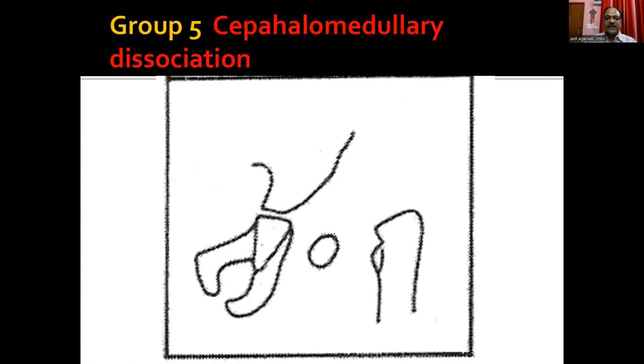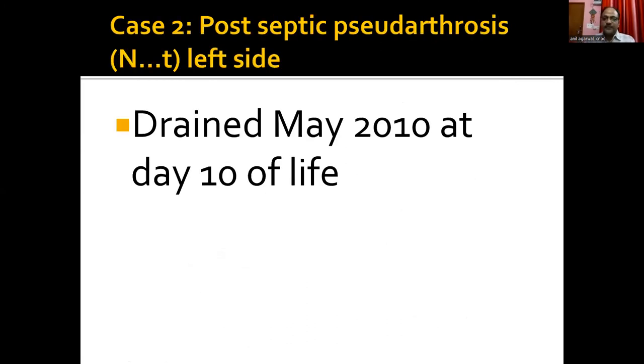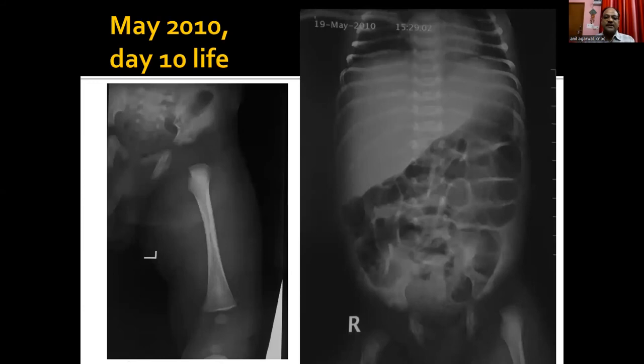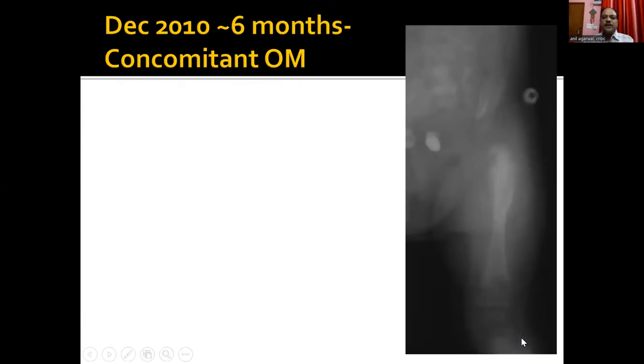We move on to the next group, in which there is cephalomedullary dissociation, which is commonly known as Choi type 3B. So let me give you a case. This particular child was drained at 10 days. Okay, you can see the lateralization of the hip. At 6 months post-drainage, you can appreciate the osteomyelitic changes visible. So it was a case of concomitant septic arthritis along with osteomyelitis of the hip.